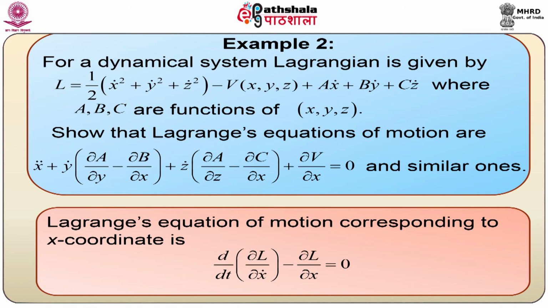From the expression of Lagrangian, we find that there are three generalized coordinates which are x, y and z. So, we have three Lagrange's equations of motion. First of all, consider the Lagrange's equation of motion corresponding to x coordinate, which is d/dt of ∂L/∂ẋ minus ∂L/∂x equal to 0.